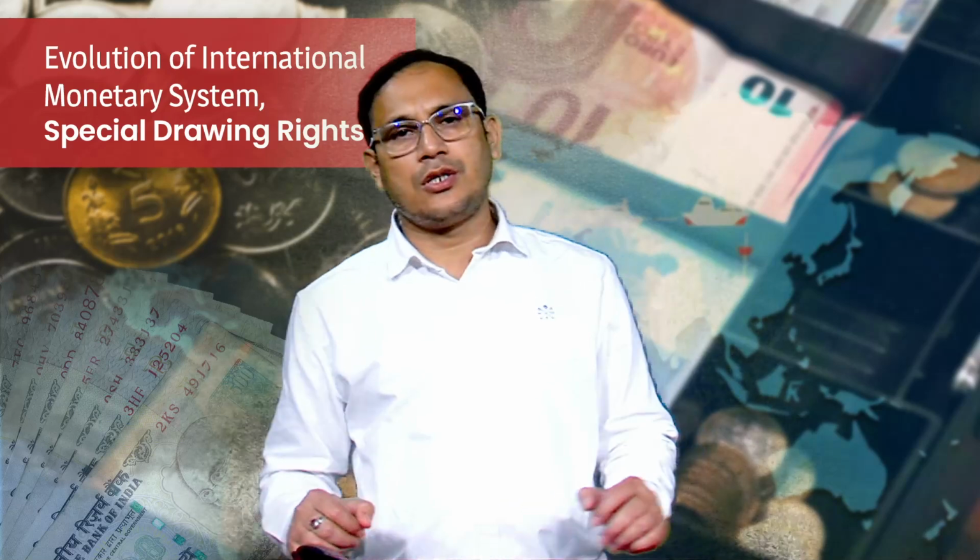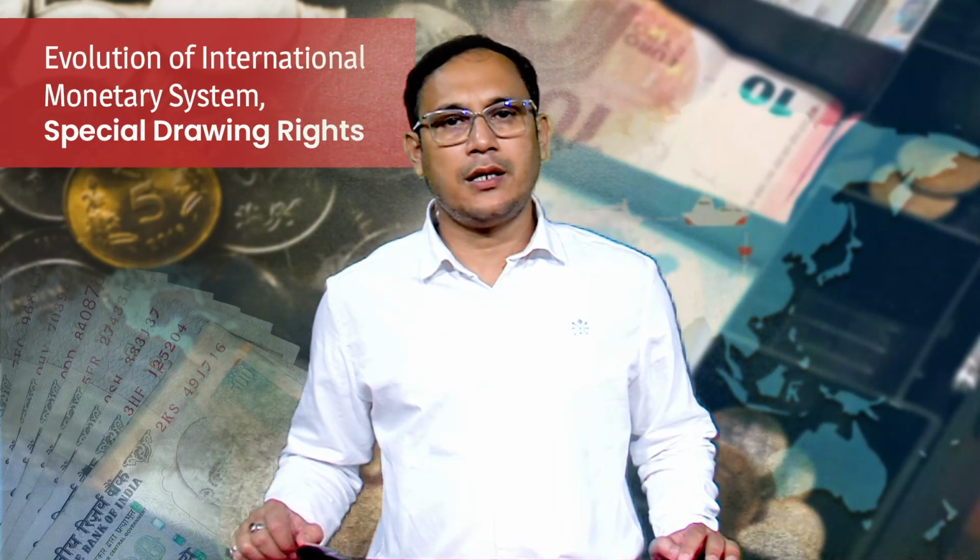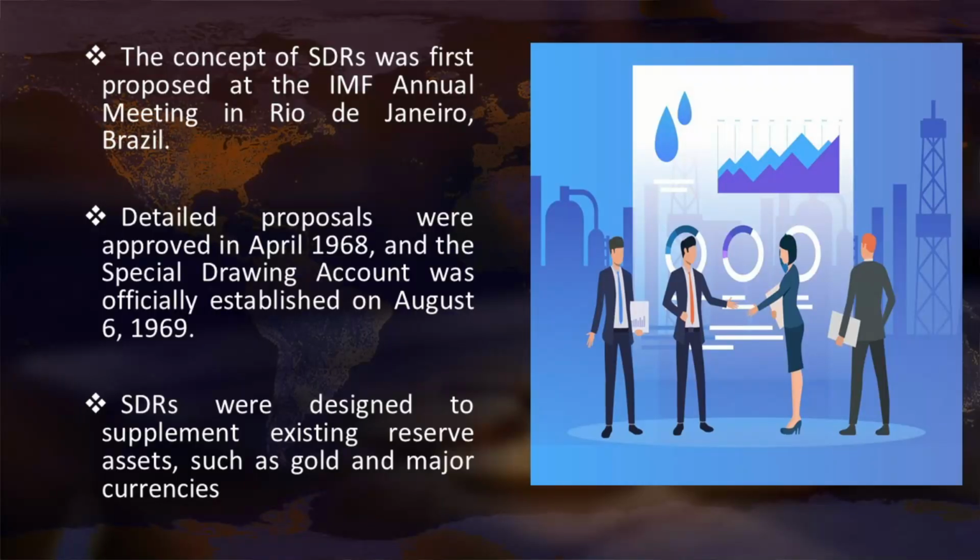Now, if you see the historical background and establishment of SDR, the concept of SDR was first proposed at the International Monetary Fund annual meeting in October 1967 in Rio de Janeiro, that is in Brazil. The detailed proposal was approved in April 1968 and the Special Drawing Account was officially established on August 6, 1969.